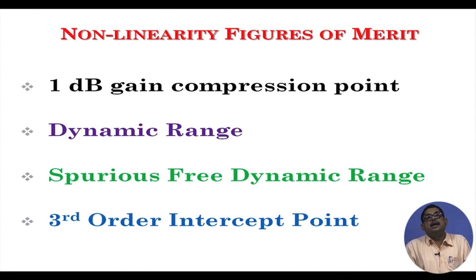We will see there are various figures of merit or parameters for characterizing nonlinearity. One of them is the 1 dB gain compression point, another is called dynamic range, another is called spurious free dynamic range, another is called third order intercept point. So, these 4 are very important characteristics. That is why power amplifiers are generally specified in terms of these, not in terms of our usual S parameters or gain values.